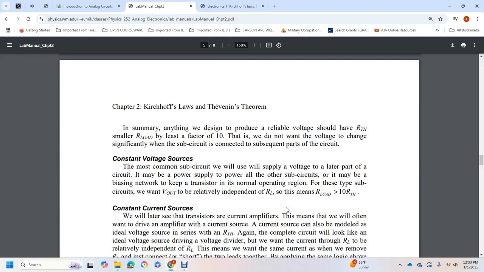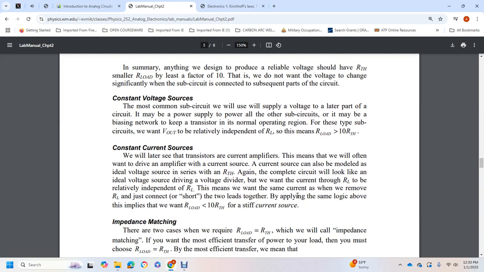In summary, anything that we design to produce a reliable voltage should have a Thevenin resistance smaller than the load resistance by at least a factor of 10. We do not want the voltage to change significantly with the connection of the subsequent parts of the circuit. Consequently, constant voltage sources.